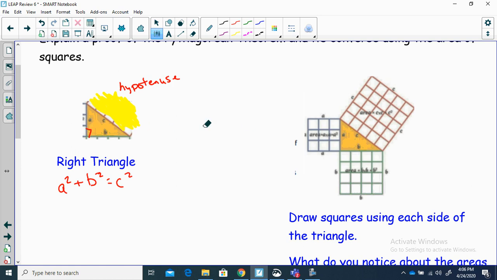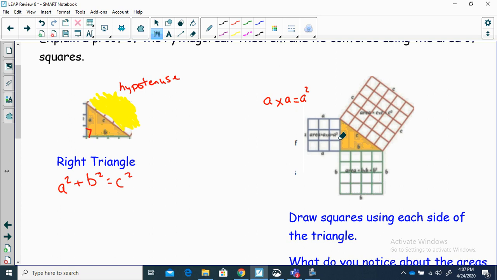Now let's take this triangle and let's draw boxes. Let's draw squares here. If the side length here is 3, then to draw a square, it's going to be 3 by 3. This side is A. So if I'm looking for the area of this square, that would be A times A. That's your area, which is A squared, right?